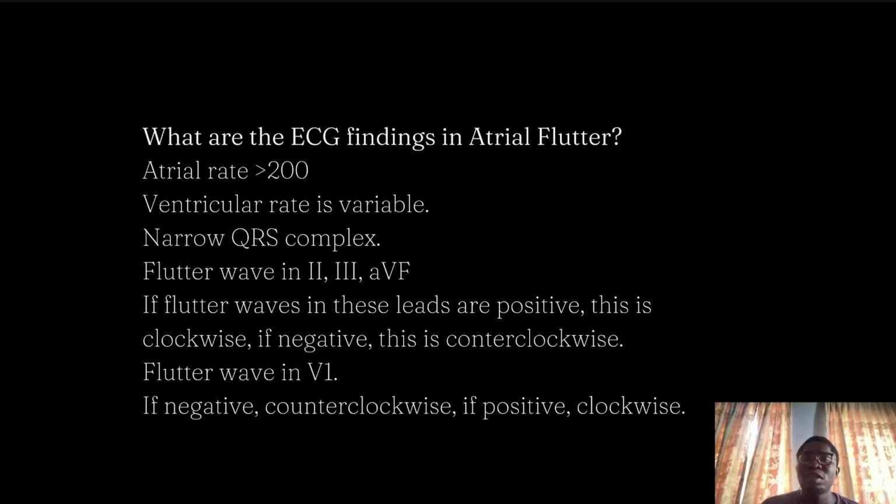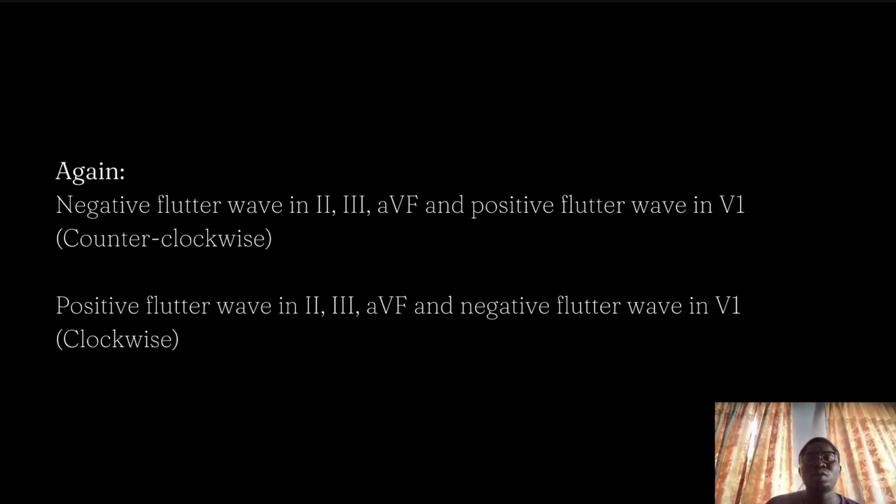If flutter waves in these leads are positive, this is a clockwise circuit. If flutter waves are negative, then it is a counterclockwise circuit, and we'll see flutter waves in V1, right? Sorry, if negative in these leads, it is counterclockwise. All right. Again, negative flutter waves in leads 2, 3 AVF, and positive flutter wave in V1 is counterclockwise, while positive flutter wave in lead 2, 3, and AVF, and negative flutter wave in V1 is clockwise.